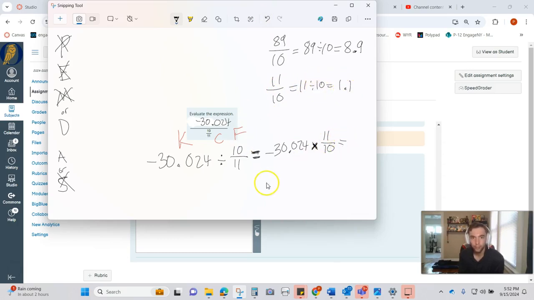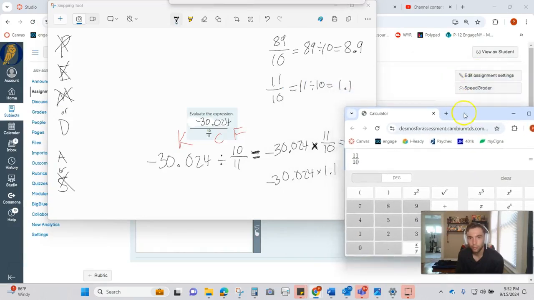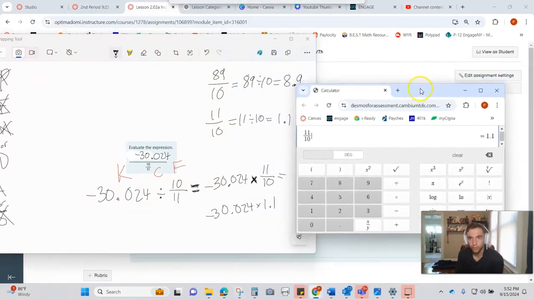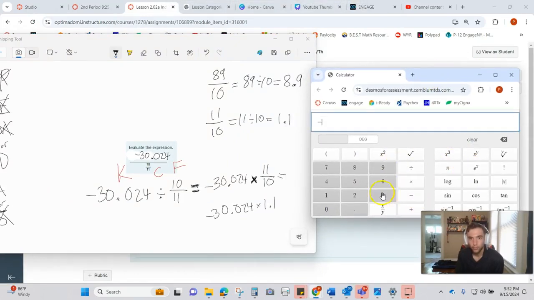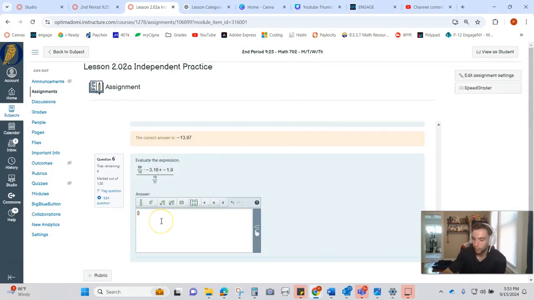So another way to write this is negative 30.024 times 1.1. Let's see what that is. Scooch this. There we go. Now they both will fit. Negative 30.024 times 1.1 is negative 33.0264. Our final answer, negative 33.0264.